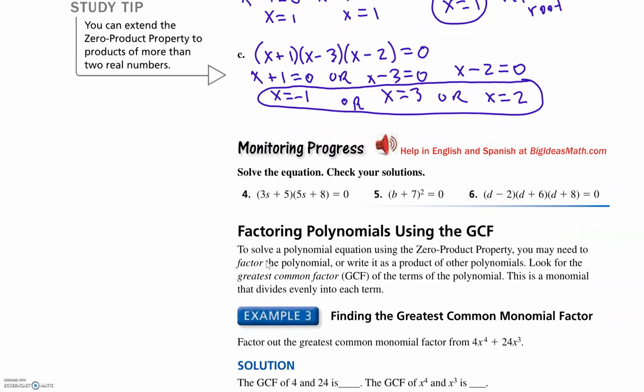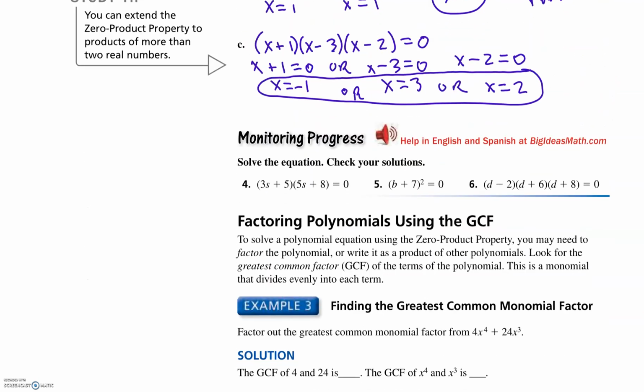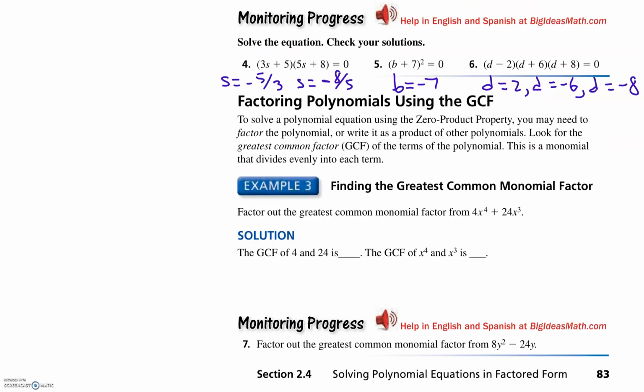Okay, again, I'm going to ask you to pause and check to see how you do on the monitoring progress. All right, you can check your answers on the monitoring progress. Now notice in number 5, we have a repeated root. B equals negative 7 is a repeated root.